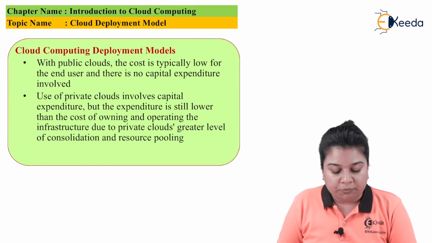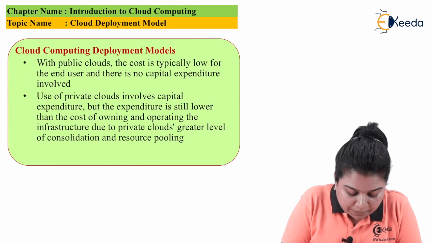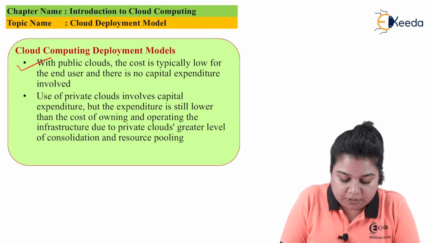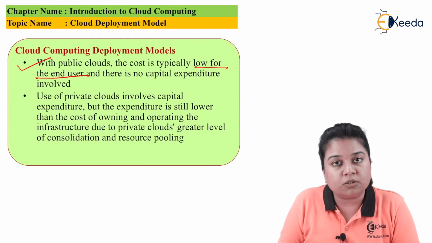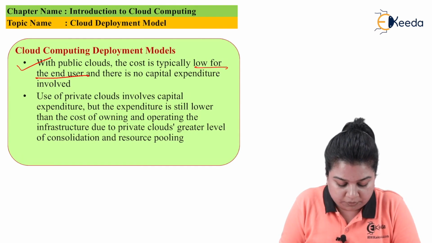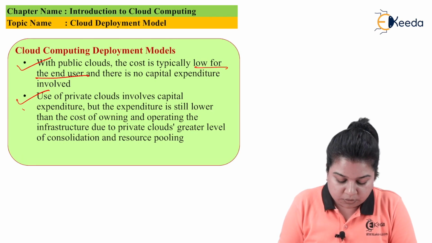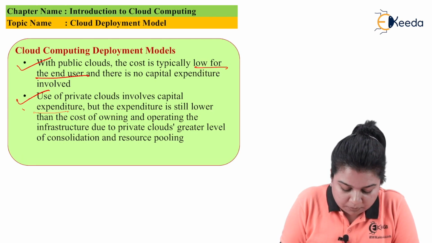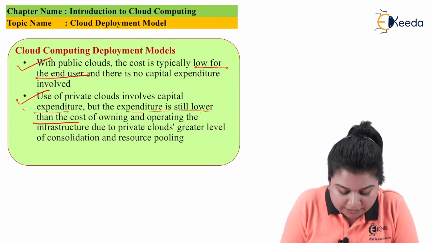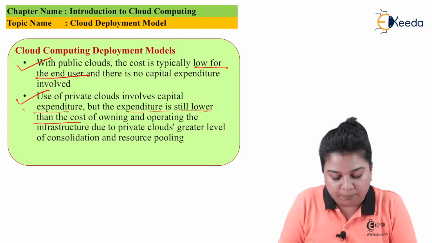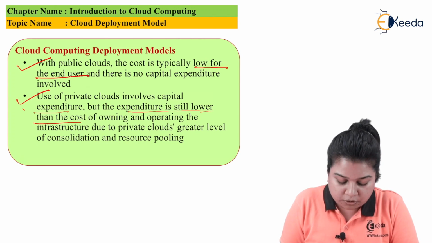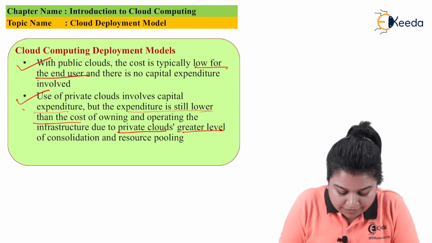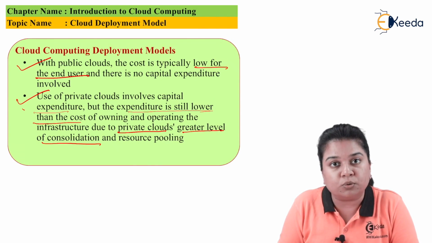Cloud computing deployment models: with public cloud, the cost is typically low for the end user. There is no capital expenditure involved. Use of private cloud includes capital expenditure, but the expenditure is still lower than the cost of owning and operating the infrastructure, due to private cloud's greater level of consolidation and resource pooling.